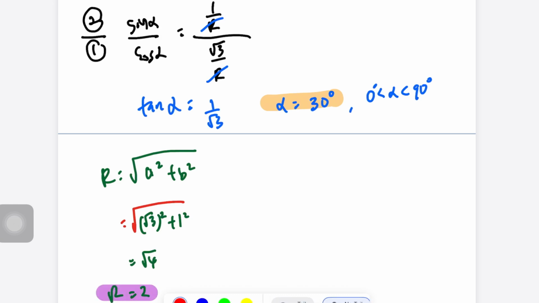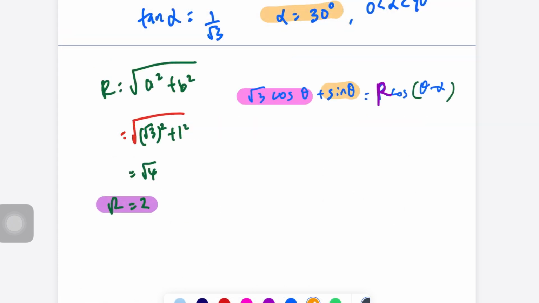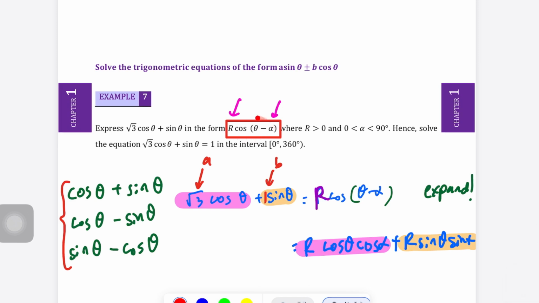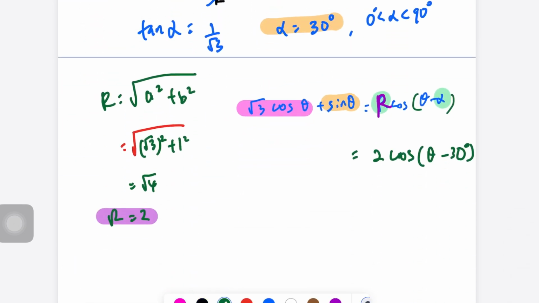So now it's very important for us to get r and alpha, because we want to rewrite whatever we have here now in terms of r and alpha. So it is really important to find out what is r and what is alpha, because this is what we want to do. We want to rewrite back your question in terms of r and alpha. Let's put in, this is 2 cos theta minus alpha 30 degrees. So now let's see what the question was after you've expressed it in terms of r cos theta minus alpha. I want you to solve for root 3 cos theta plus sine theta equal to 1.